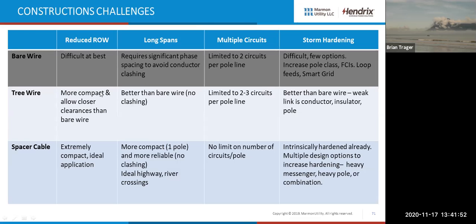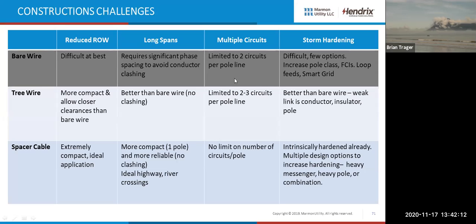So reduced right of way: bare wire is difficult at best. Tree wire is more compact. Spacer cable is extremely compact and an ideal application. Long spans, spacer cable is really the only compact system that's going to avoid requiring 3 poles. Multiple circuits.